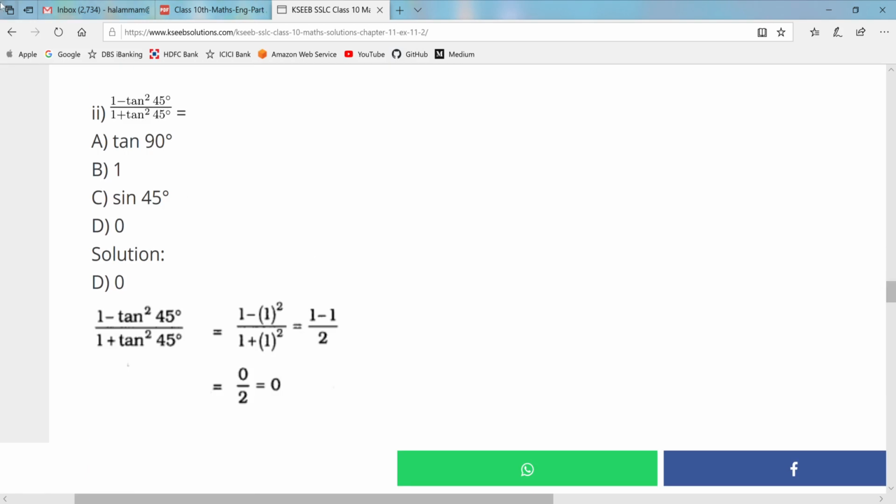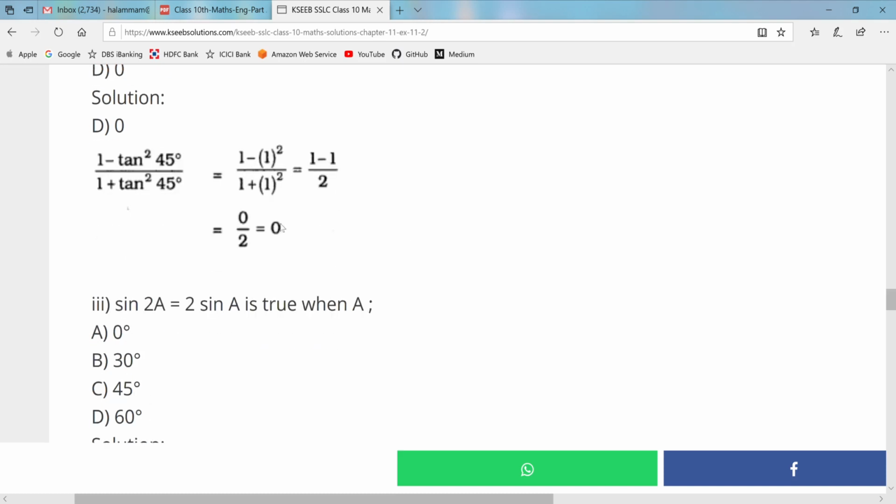Second question is also the same. You apply the value of tan 45 degree here, and here also tan 45 degree. What is the value we will get? That is 0, which is the option 0. The solution D is the correct option.